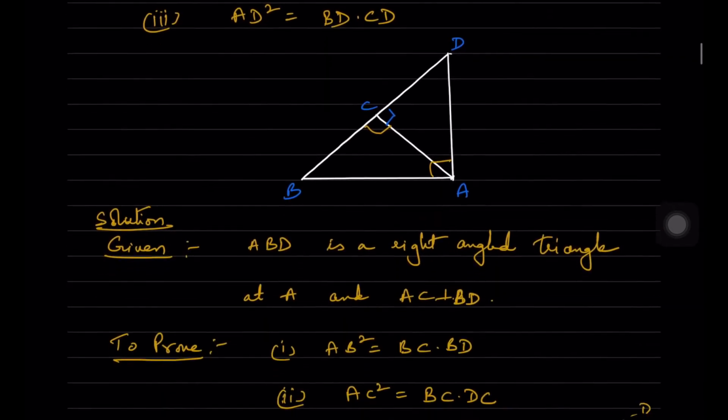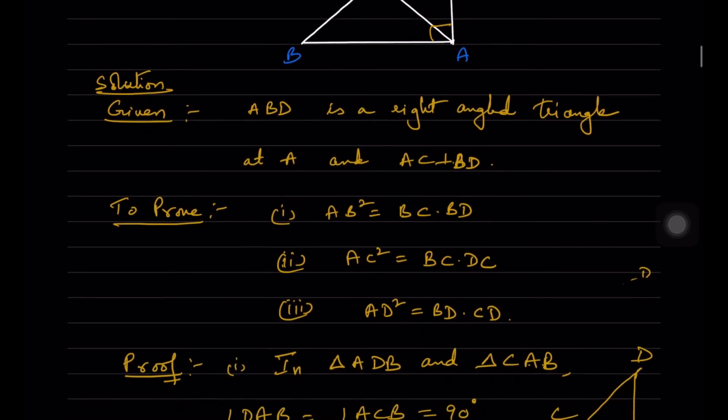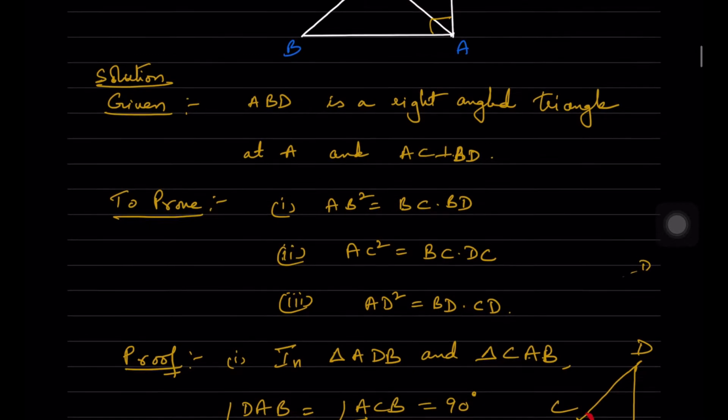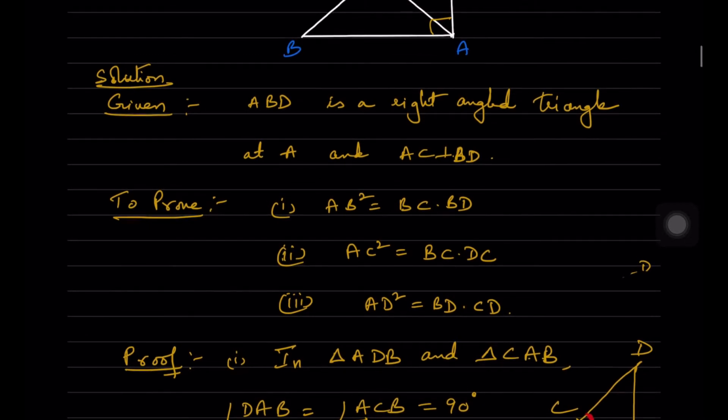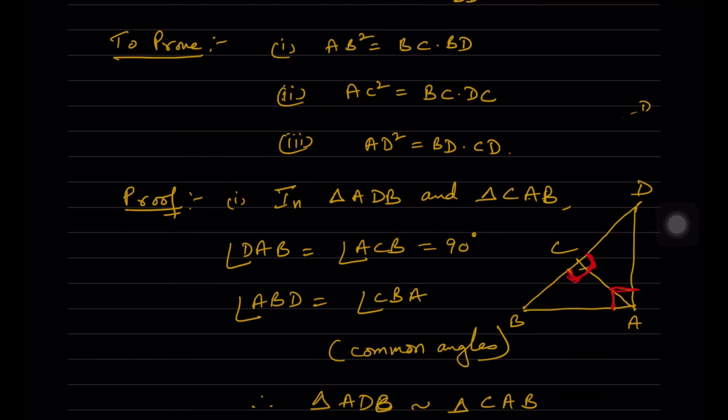We'll see. We are given that ABD is a right angled triangle, right angled at A, and AC is perpendicular to BD. Now we have to prove these three parts which we have already seen. So we'll take the first one to prove. How to prove the first part, we'll see.